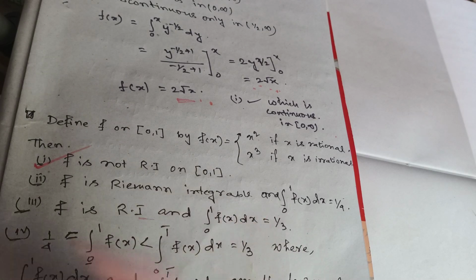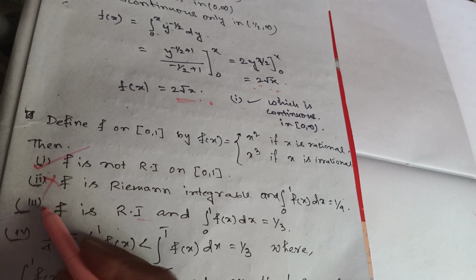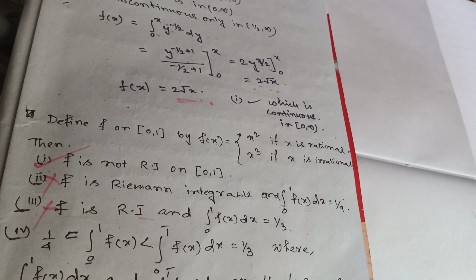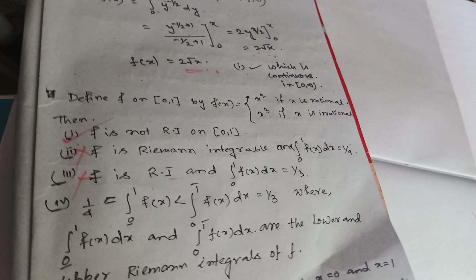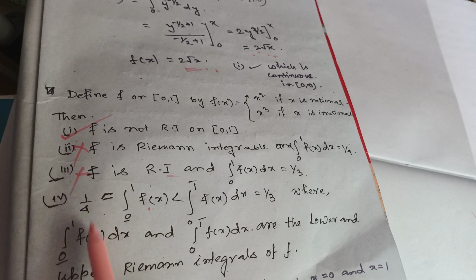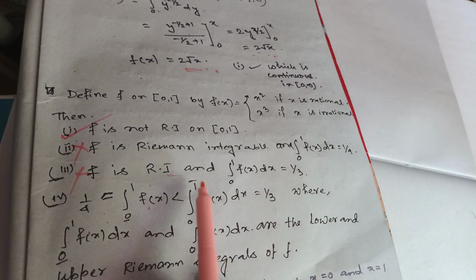The second obviously is not correct. The third also obviously is not correct, because the function is not Riemann integrable. Now we check the lower integral, which is 1/4, and the upper integral from 0 to 1, which is 1/3.